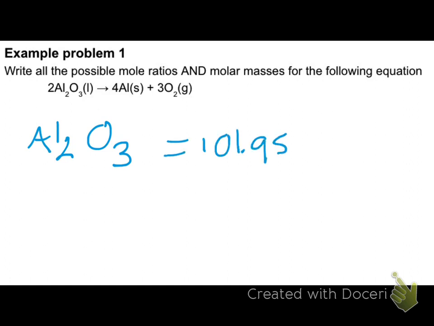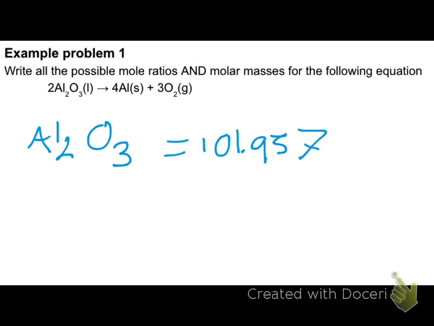101.9, you said 57? Okay, and that would be because aluminum has a mass of 26.98, and there are 2 of them, and then oxygen has a mass of 16.00, and there are 3 of them, so that comes out to be pretty large molar mass.